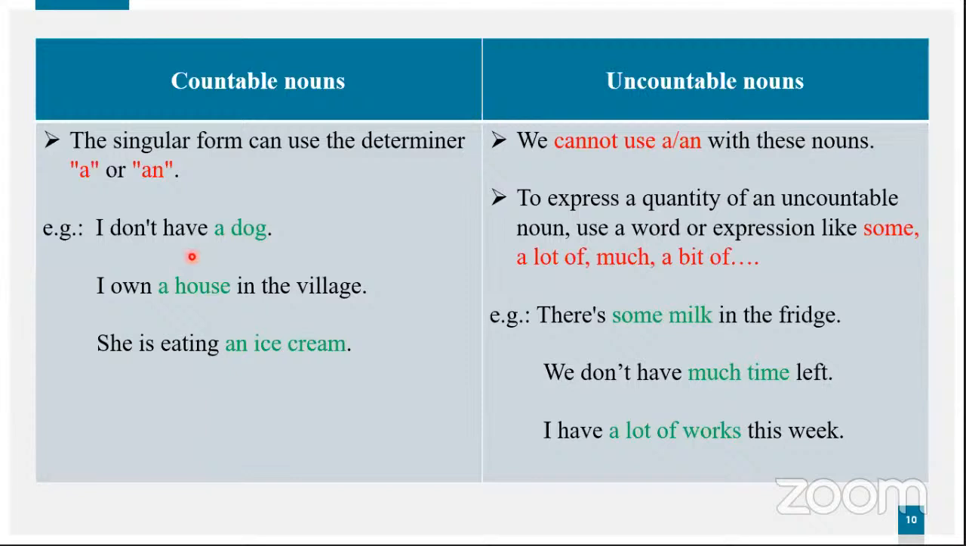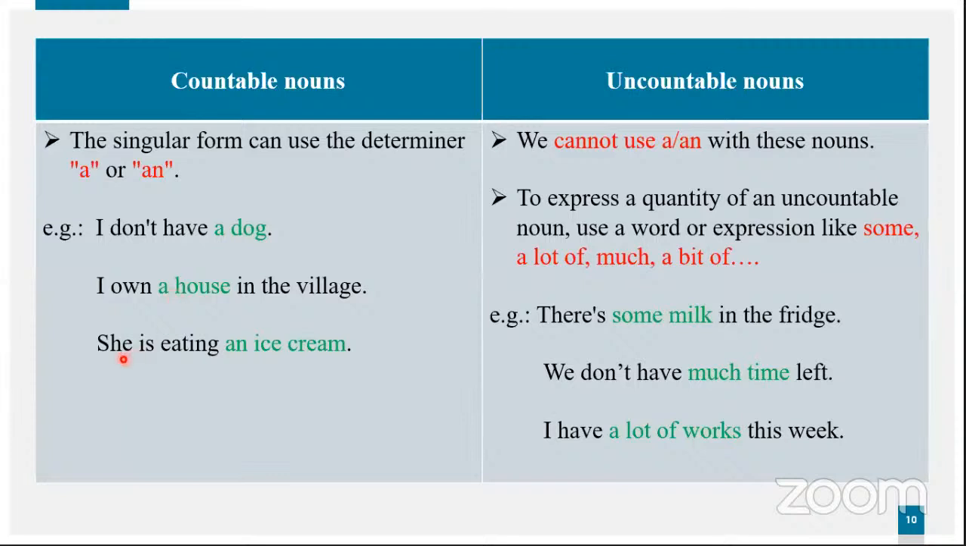I don't have a dog. මට බල්ලෙක් නැහැ. Right? Only one dog means we predict only one thing there. The second one is I own a house in the village. There is only one house, right? He has a house in the village, only one house.